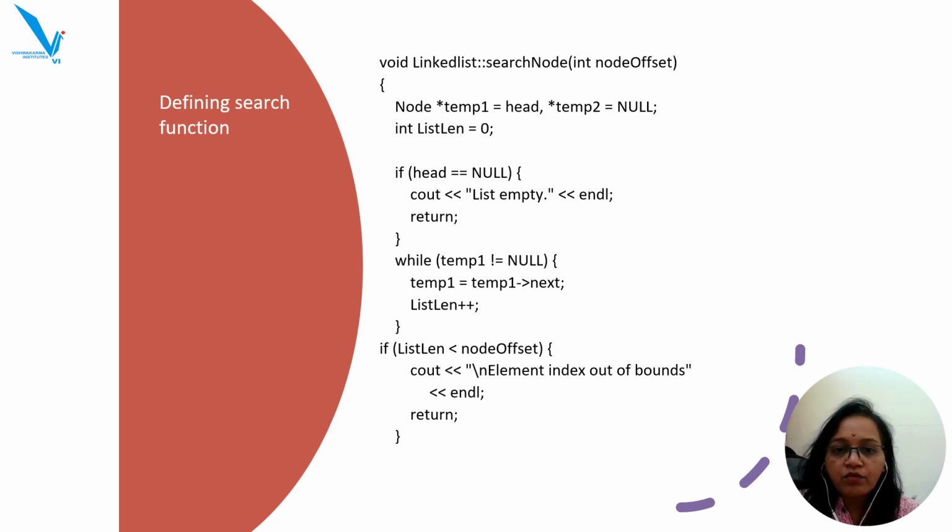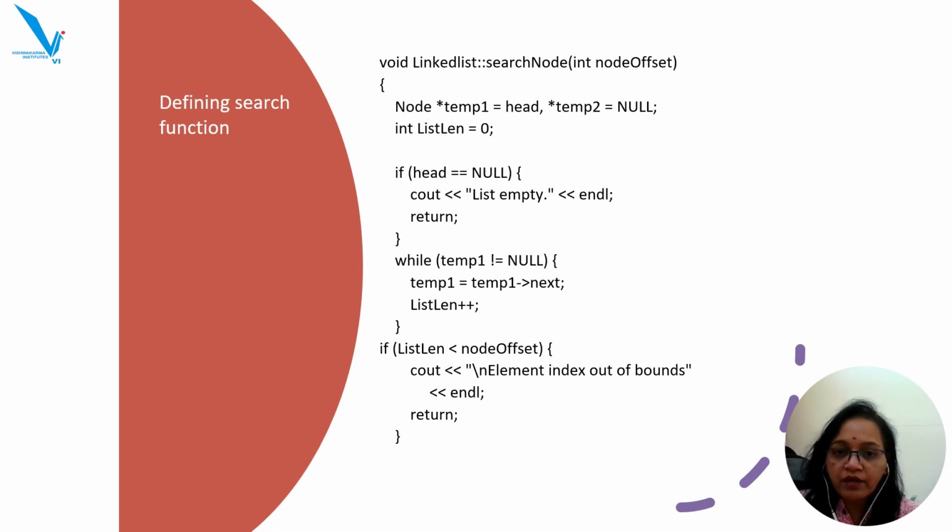Now, node star temp1 is equal to head. So our current pointer will point to head and the previous pointer, that is temp2, will point to null. These are the two pointers which we will require. And the length of the list variable, list length, is equal to 0 initially. Now if head is equal to null, that means there is no node, the list is empty. And after that, if your list exists, then you have to use your pointer to traverse the list and find out the length of the list.